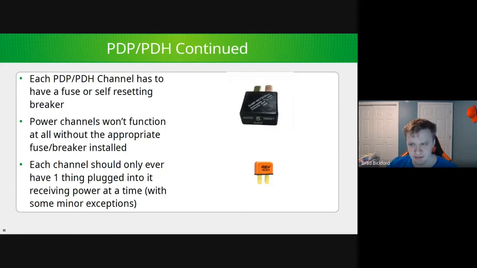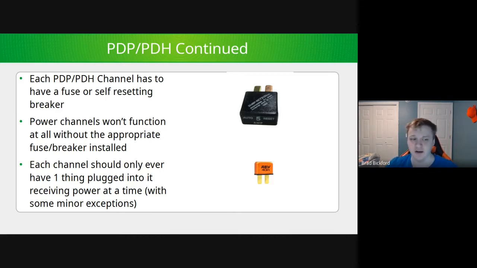To continue with these two devices, all of the PDP and the PDH channels have fuses or self-resetting breakers. These are used to help prevent massive overdraw on any particular channel, which could damage components, could hurt somebody, that sort of thing, cause a fire. So you'll see either the little black snap-action self-resetting breakers, or the colored REV versions, because they're all different colors for the different amperages.